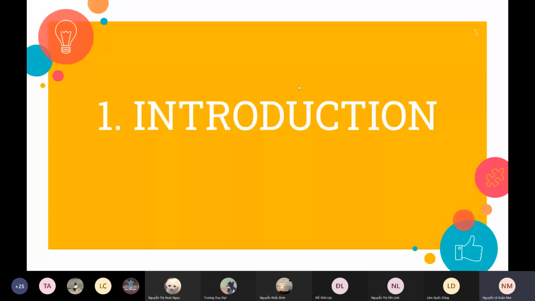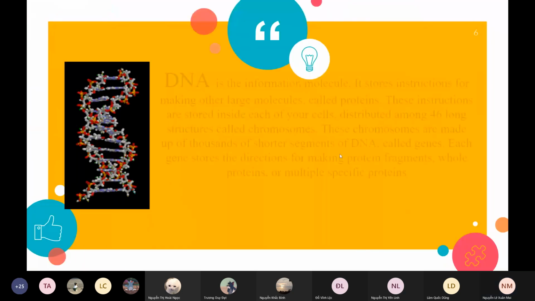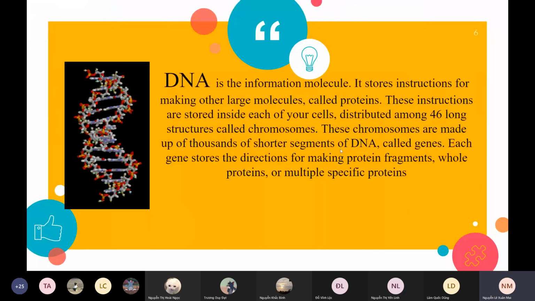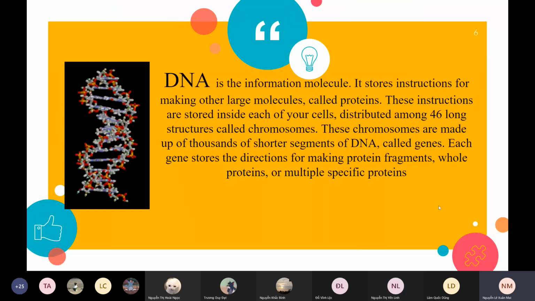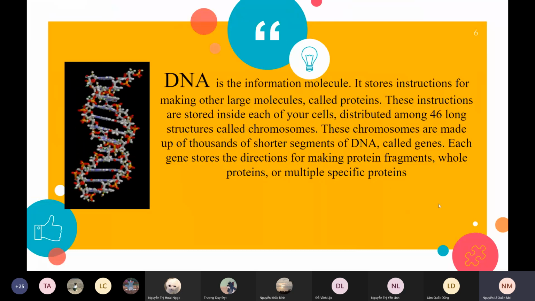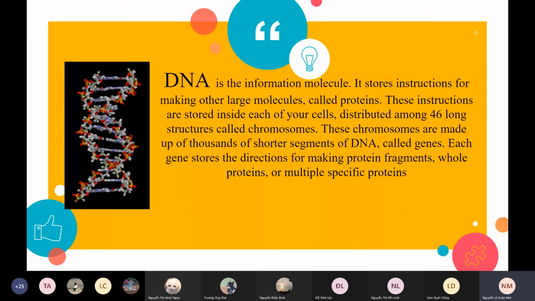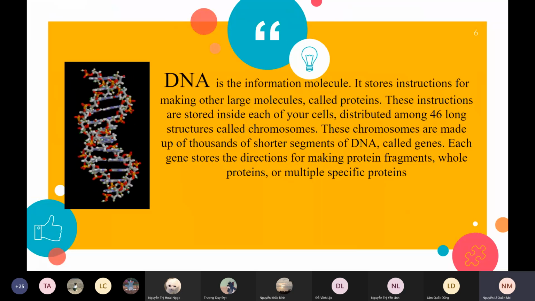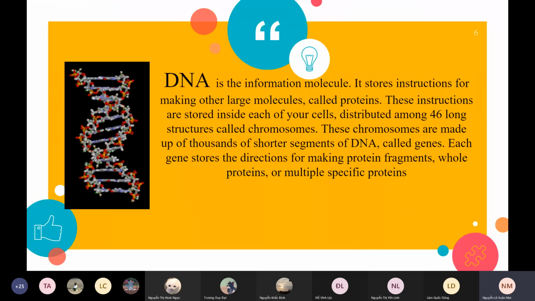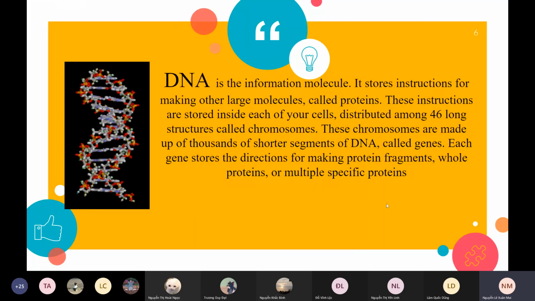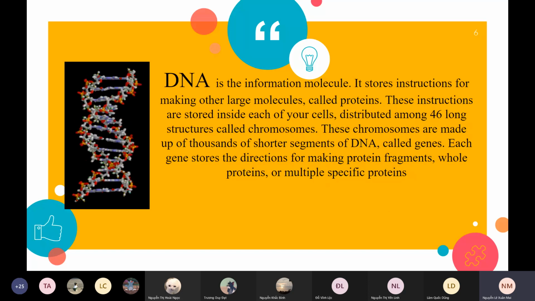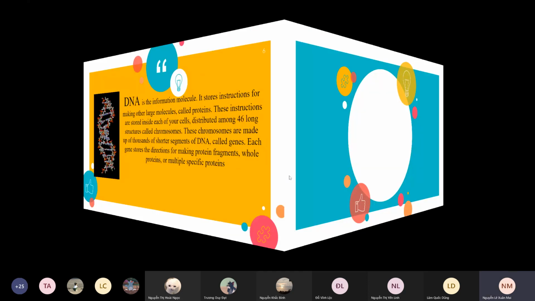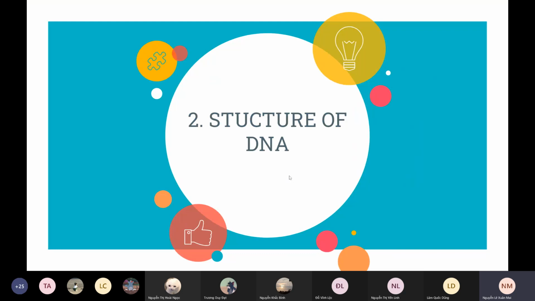I'm Mai. Part 1, introduction. DNA is the information molecule. It's the instruction for making other large molecules called proteins. The instructions are stored inside of your cell, distributed among 46 long structures called chromosomes. The chromosomes are made up of thousands of subtle segments of DNA, called genes. Each gene starts the direction of making protein fragments. All proteins are made from multiple specific proteins that have partial structure of DNA.